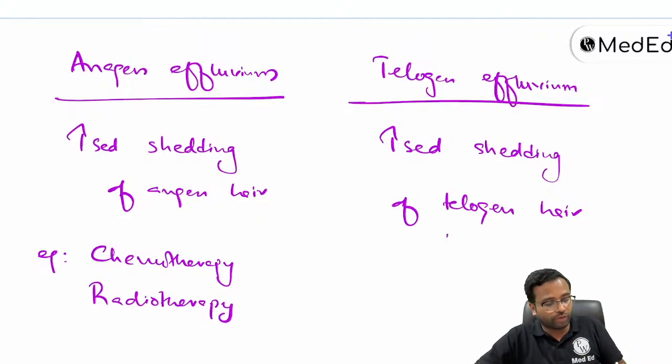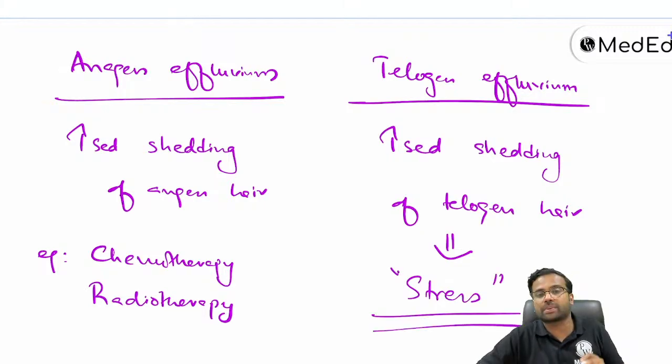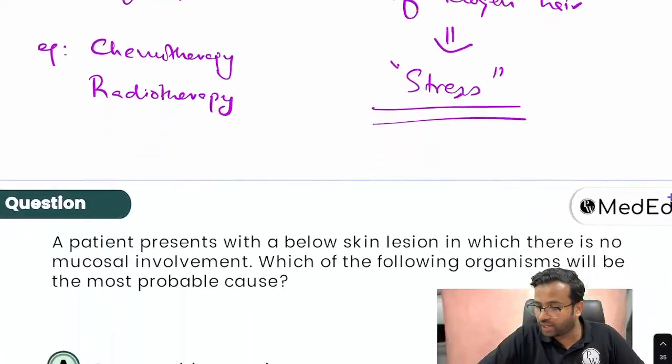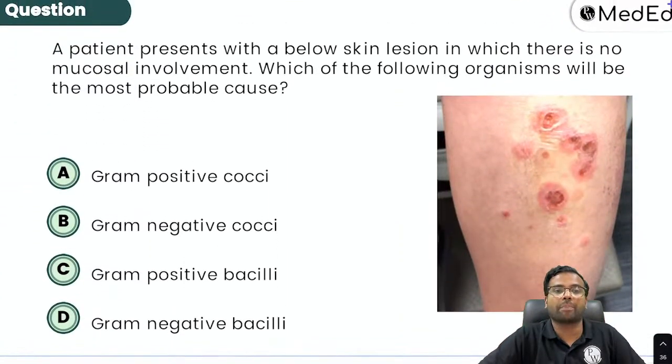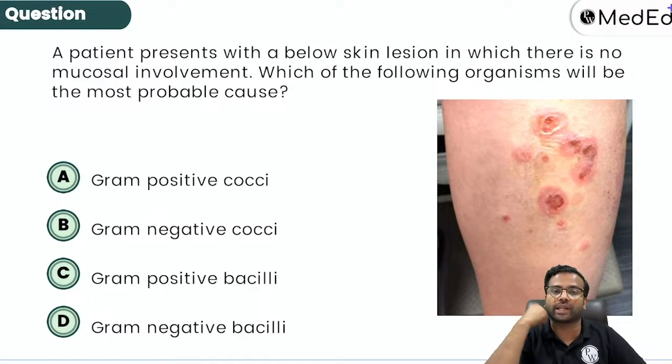Whereas telogen effluvium is always associated with stress, and there are a lot of examples of stress that we know, like exam stress, stress due to an infection, a recent surgery, anemia, or pregnancy. So whenever there is associated stress, the increased hair fall is going to be telogen effluvium. So is that clear? So now let's go to the next one. A patient presents with the below skin lesion in which there is no mucosal involvement.